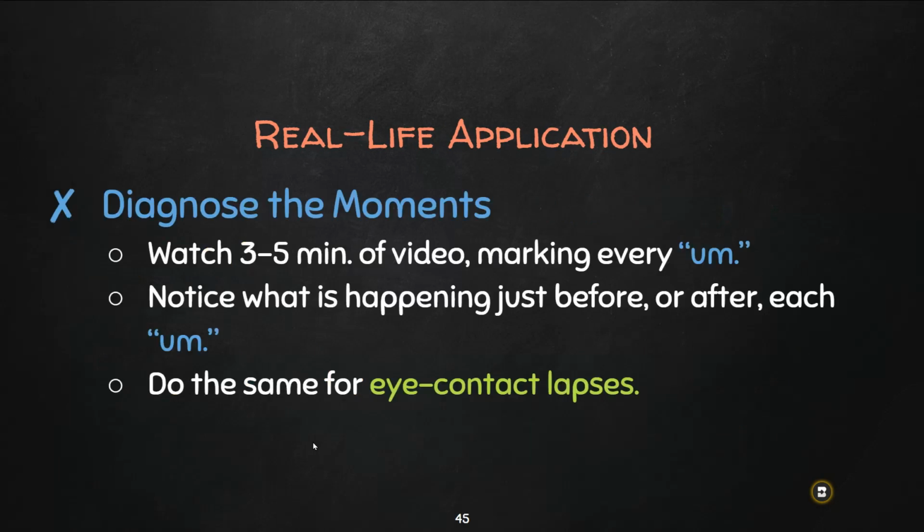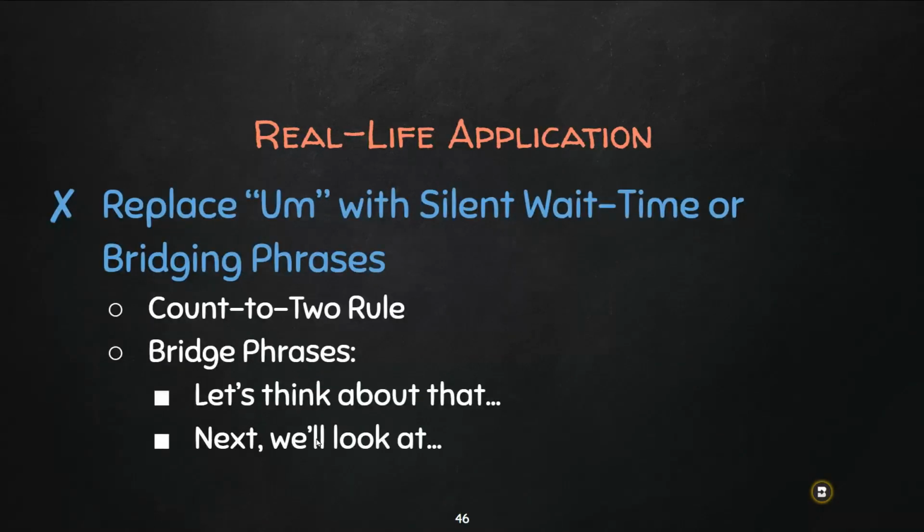The plan was to diagnose the moments right before I say "um," noticing what was happening to bring on the "um," and the moments immediately after the "um," looking for patterns or triggers. Replace "um" with silent wait time or bridging phrases was one of the solutions. Silent wait time, count to 2 rule. When you feel an "um" coming, silently count 1, 2. Bonus, this short pause increases students' comprehension too.